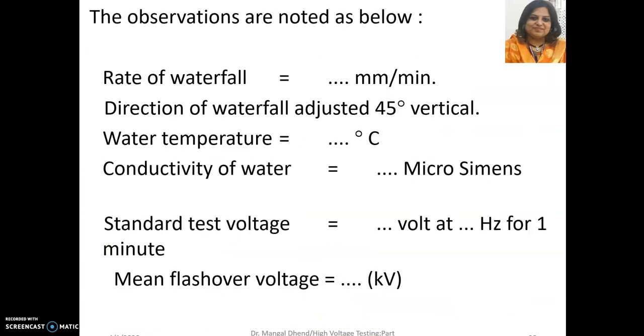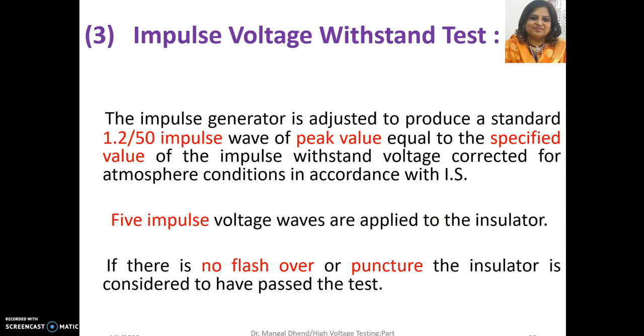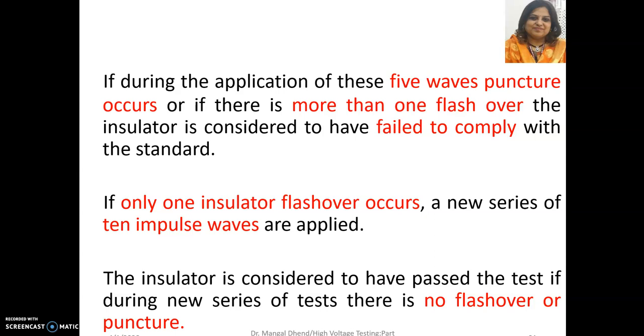You can write down all the parameters which are observed. Then the impulse withstand test: the impulse generator is adjusted to produce a standard impulse waveform of 1.2 microseconds wavefront time and 50 microseconds wavetail time. The peak value you have to generate is the specified value, which depends upon your insulator ratings. 5 impulse voltage waves are applied to the insulator, and if no flashover or puncture occurs, then you say that the insulator has accepted the test.